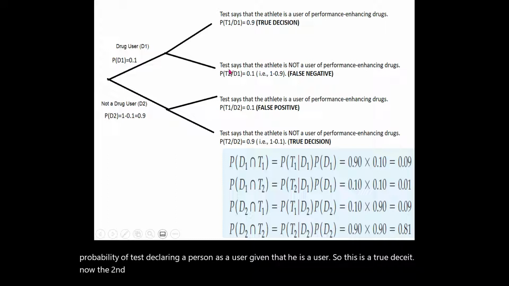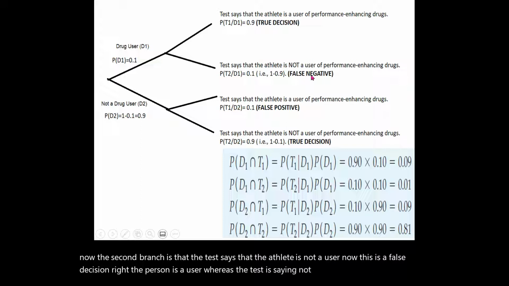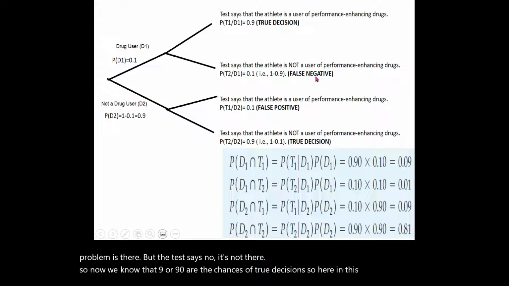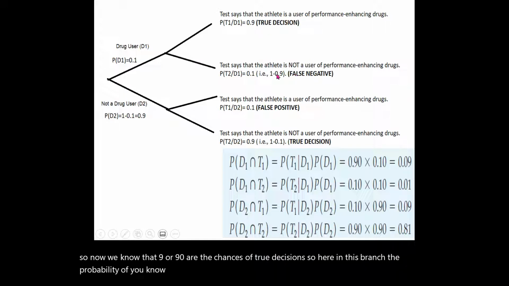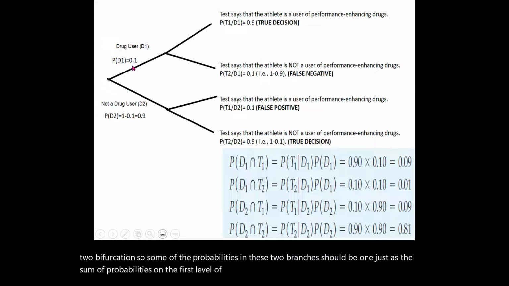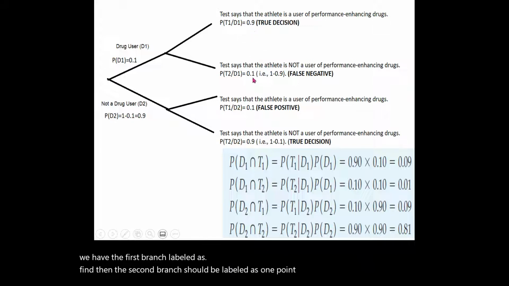Now the second branch is that the test says that the athlete is not a user. This is a false decision, right? The person is a user whereas the test is saying not. So this is a false negative: the problem is there but the test says it's not there. Now we know that 0.9 or 90% is the chance of a true decision. So in this branch, the probability of an incorrect decision will be 1 minus 0.9, because here we have two bifurcations. The sum of the probabilities in these two branches should be 1, just as the sum of probabilities on the first level of bifurcation should be 1, like 0.1 and 0.9. Similarly here, if the first branch is labeled as 0.9, then the second branch should be labeled as 1 minus 0.9, which is 0.1.